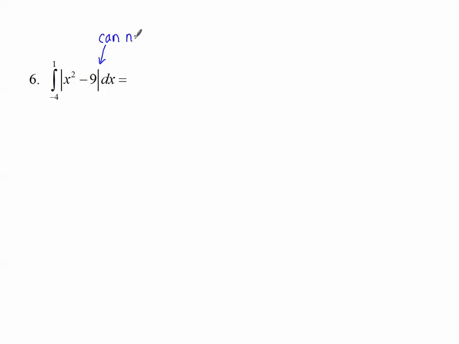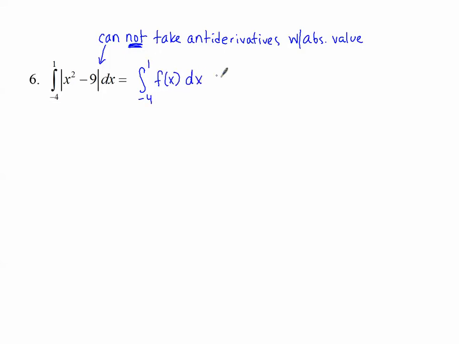We cannot take antiderivatives or even derivatives when we have absolute values. So the first thing we have to take care of is to get rid of these absolute values. So remember, this means the integral from -4 to 1 of the function f of x with respect to x.